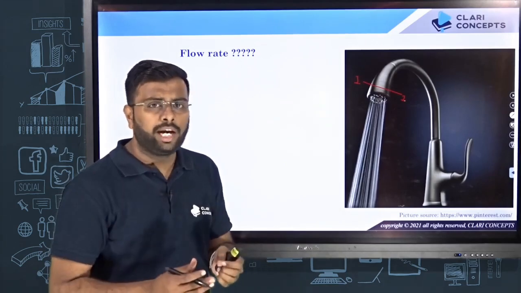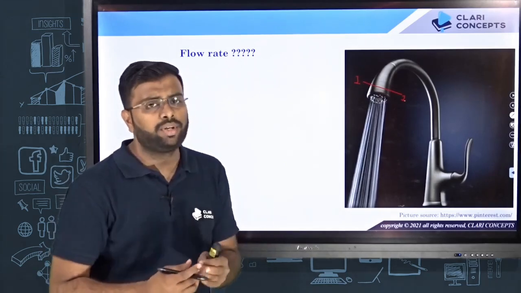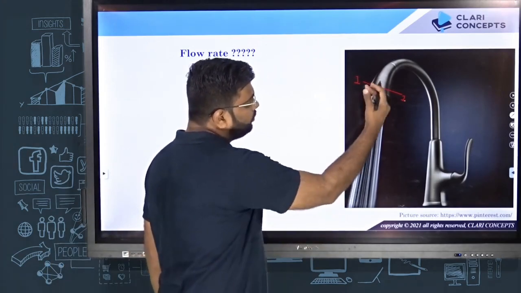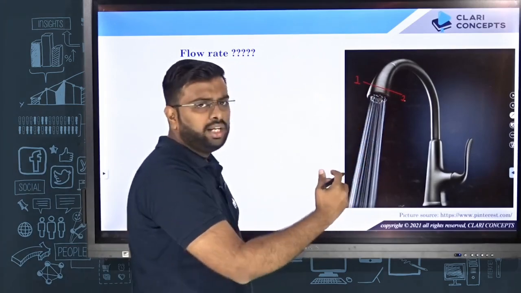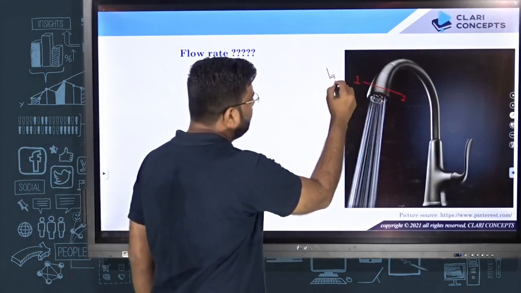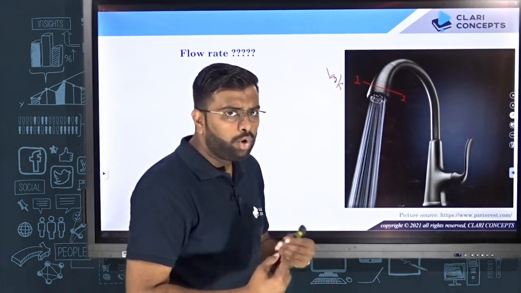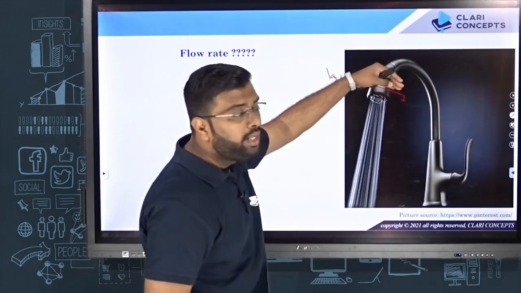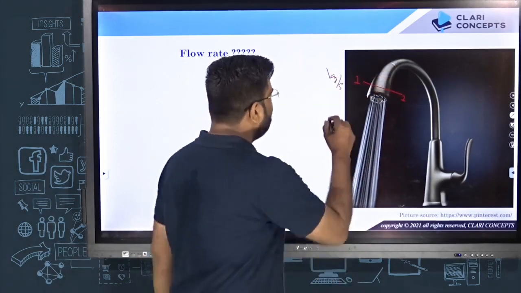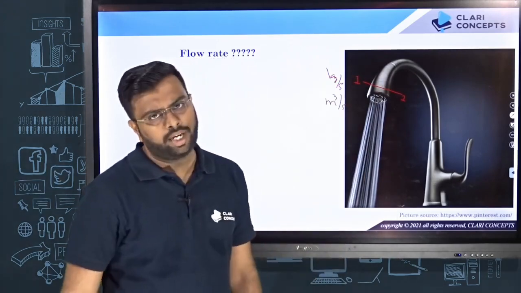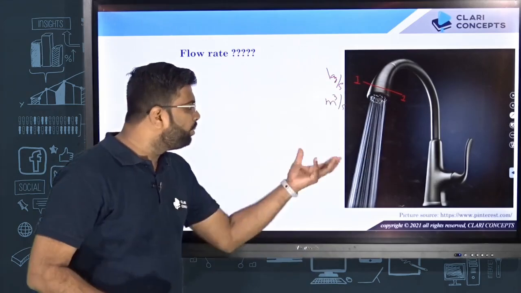Amount can be calculated based on mass as well as volume. If you calculate how much mass of water is flowing through this section in 1 second, that will give you the mass flow rate in kg per second. And if you calculate how much volume of water is flowing through this particular section every second, that is said to be the volume flow rate, in meter cube per second. Now my question is, how do you measure that?